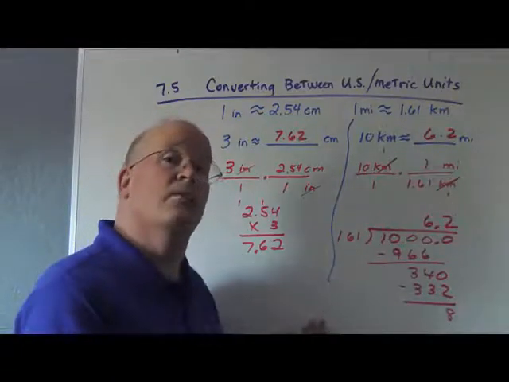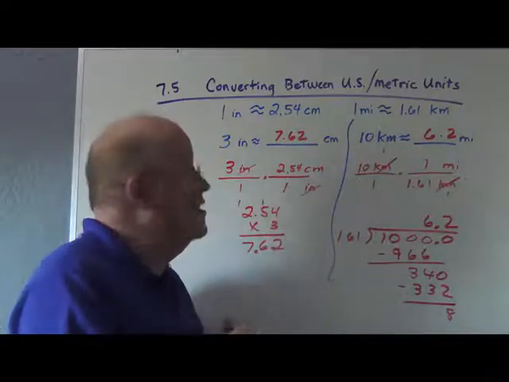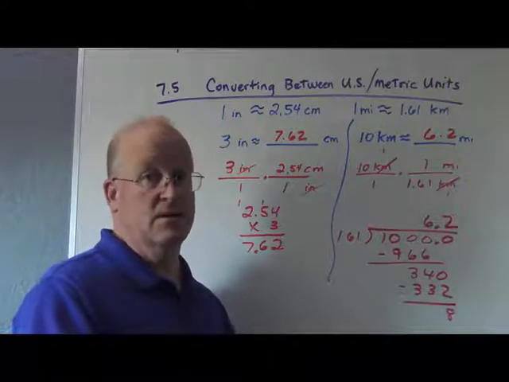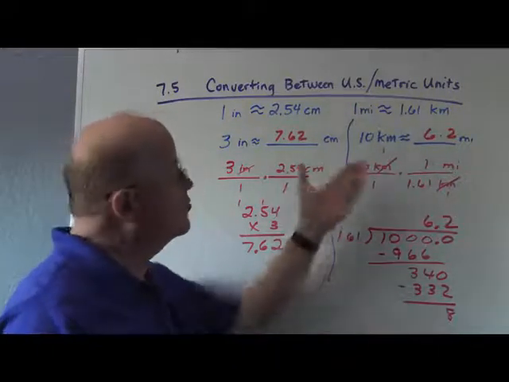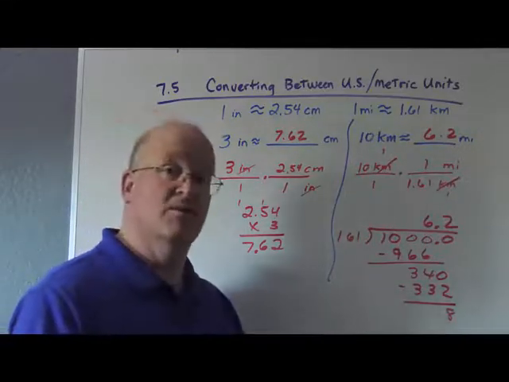So there's no way around it. You're going to have to be given a conversion to work with, and you're going to have to use these conversion fractions as a way to do this, unless you've got the conversion memorized already. You might be a runner and already know that 10K is the same as a 6.2 mile run.